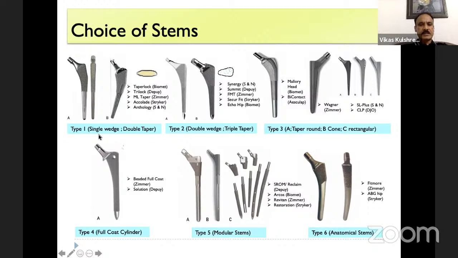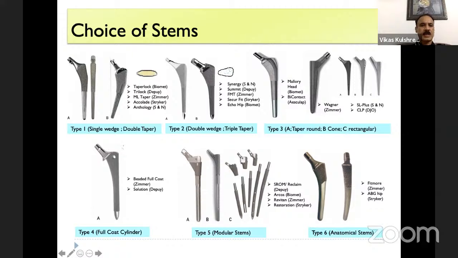The most prevalent design is the blade stem, popularly called. These are single wedge stems. So they wedge in one plane. They have double taper in the AP plane and the ML. So if you see the lateral view of these stems, they are absolutely flat. So they are bone conserving in that sense, that anteriorly and posteriorly there is cancellous bone which is left.